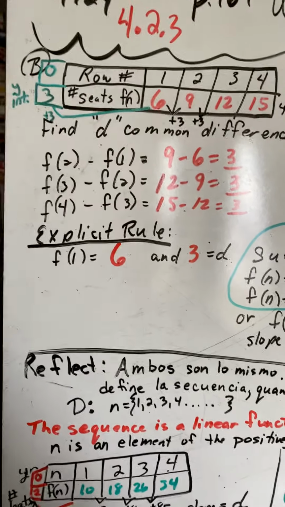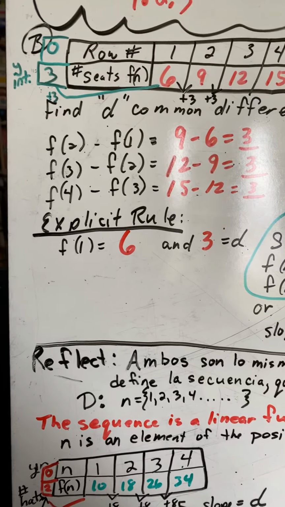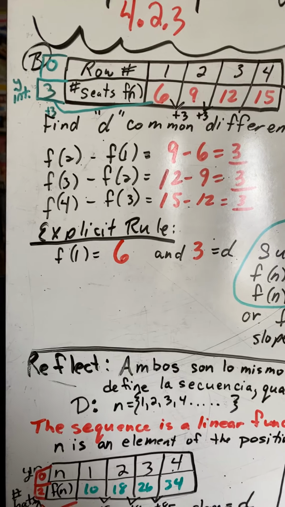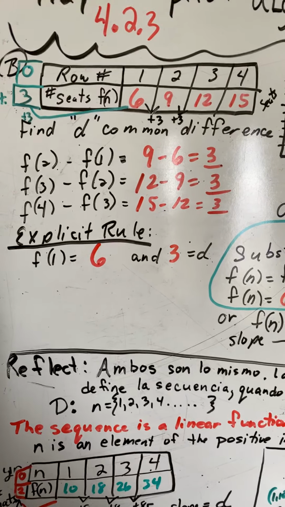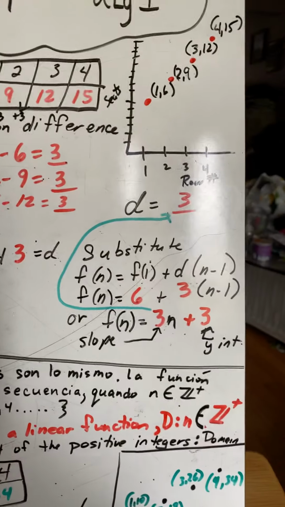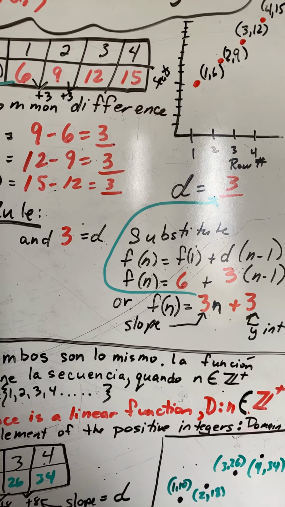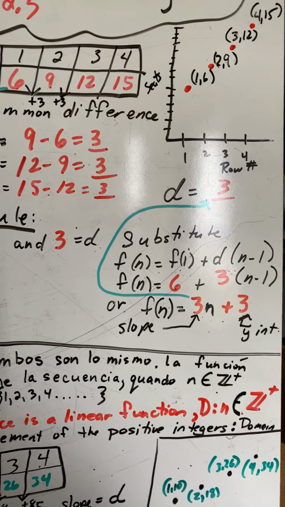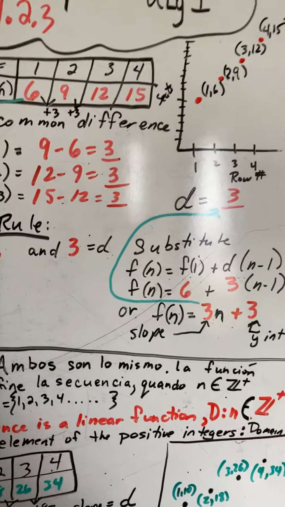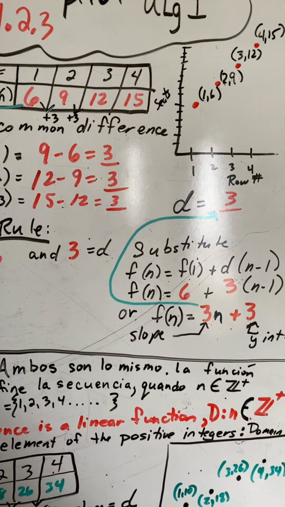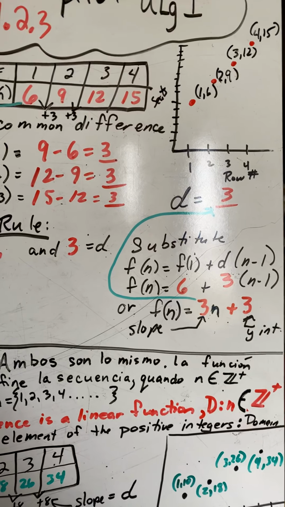One way is this method, which is you look at the first element of your sequence. A sub 1 is another way we refer to that in math. And you look at your common difference, 3. Now that common difference is your slope. We're going to substitute those values into the formula f of n equals f of 1 plus d times n minus 1. And again, we're doing the n minus 1 because we've already accounted for that first element. So f of n equals 6 plus 3 times n minus 1.